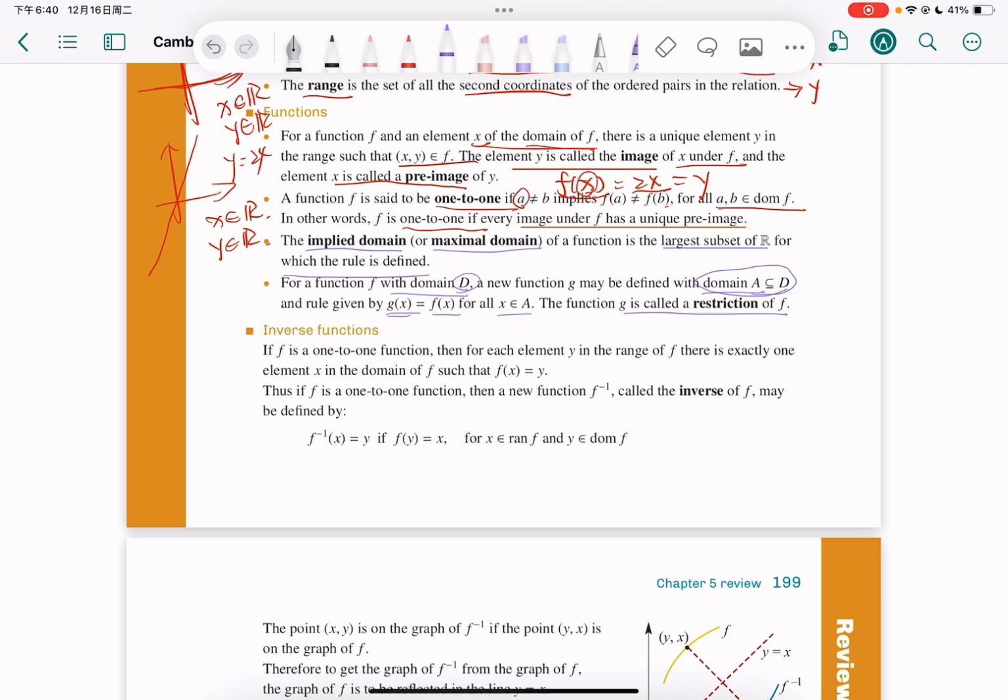So if we have a function like this, let's say the domain D is equal to all real numbers, and we only take A to be the positive real numbers, then from here and onwards is called g(x), and the whole function is called f(x). So g(x) is called a restriction of function f(x). Okay?